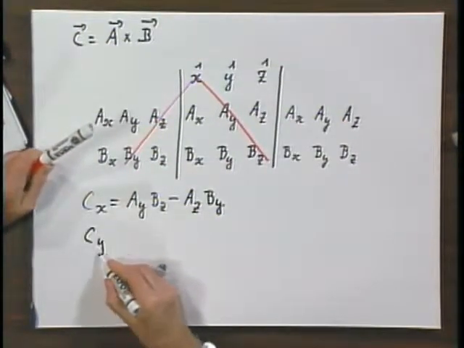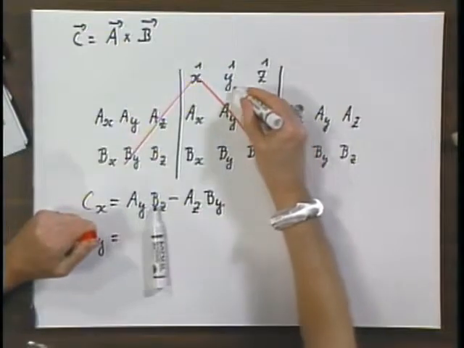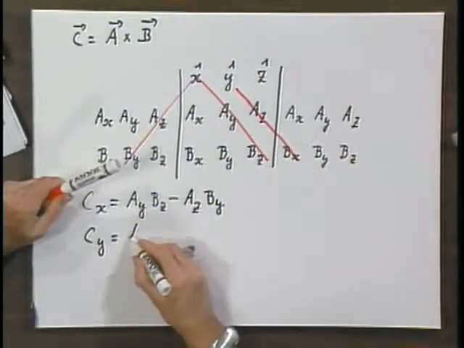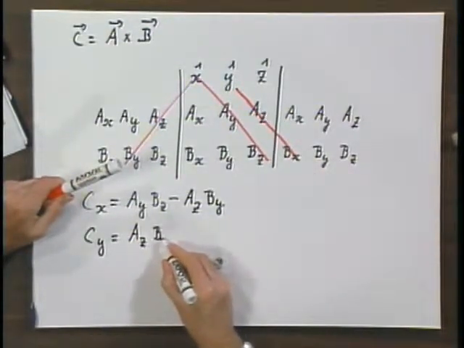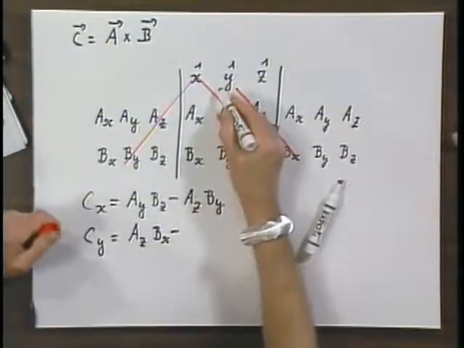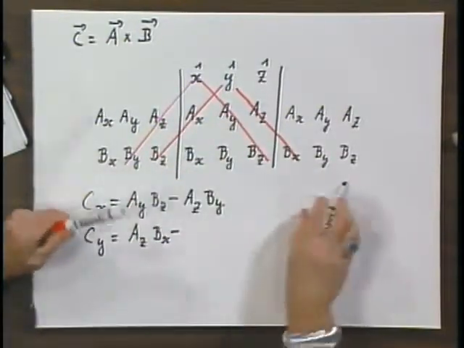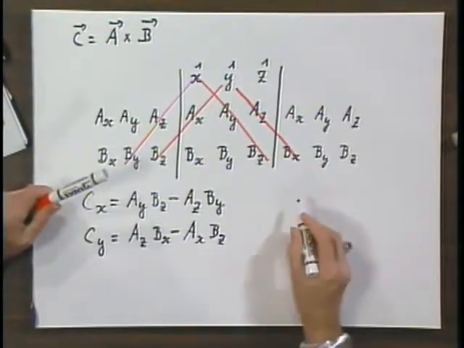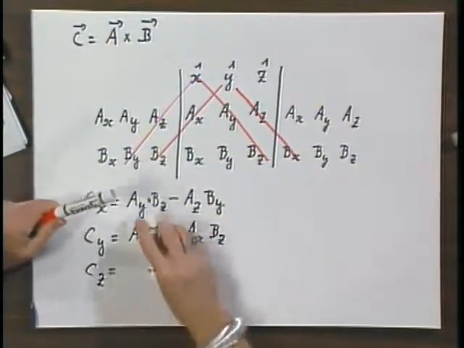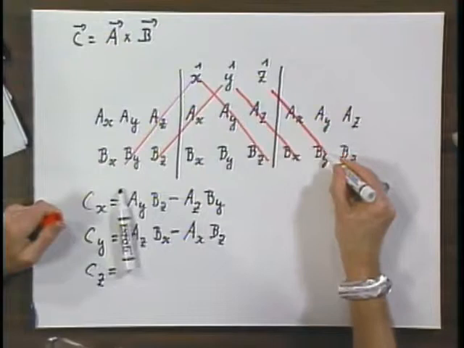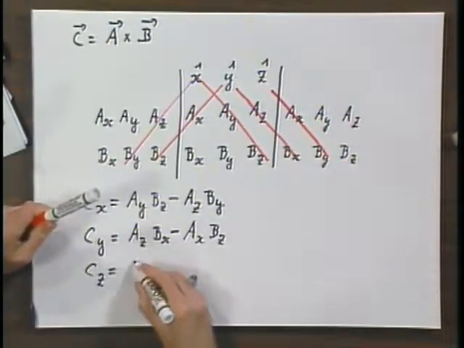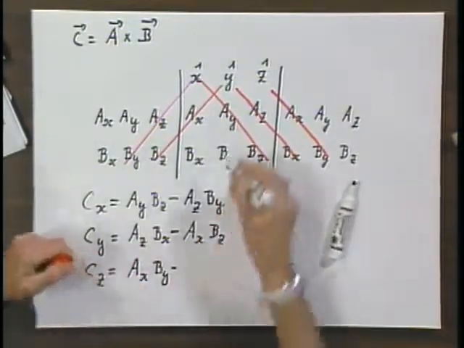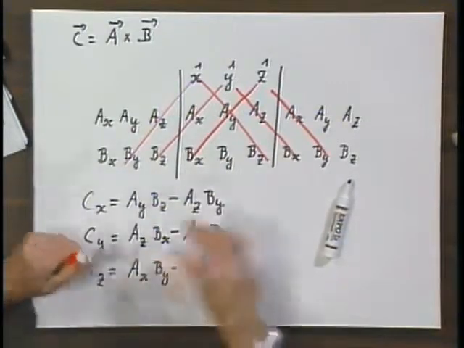Now comes c of y. That's the product of these two components plus az times bx minus, and you guessed it, ax times bz. And the z component would be ax by minus ay bx.